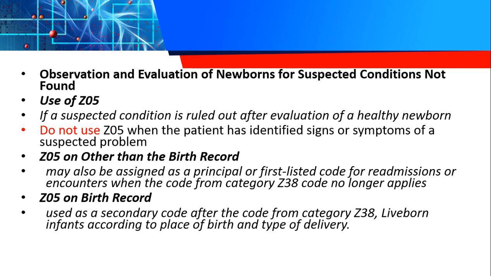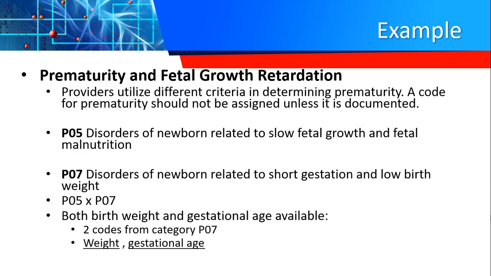Z05 on birth record, use it as a secondary code after the code from category Z38, live-born infants according to place of birth and type of delivery. So you can code Z38 if Z38 is allowed. If the scenario allows you to use Z38, Z05 should only be a secondary code, because remember, Z38 should always be your first listed code. Okay? Next example.